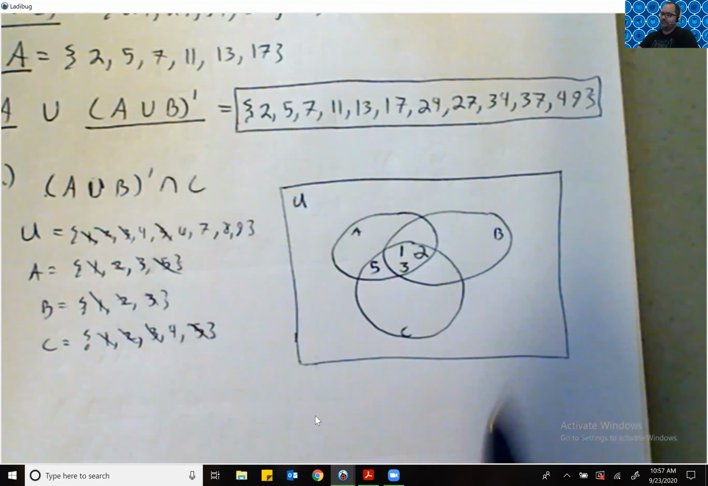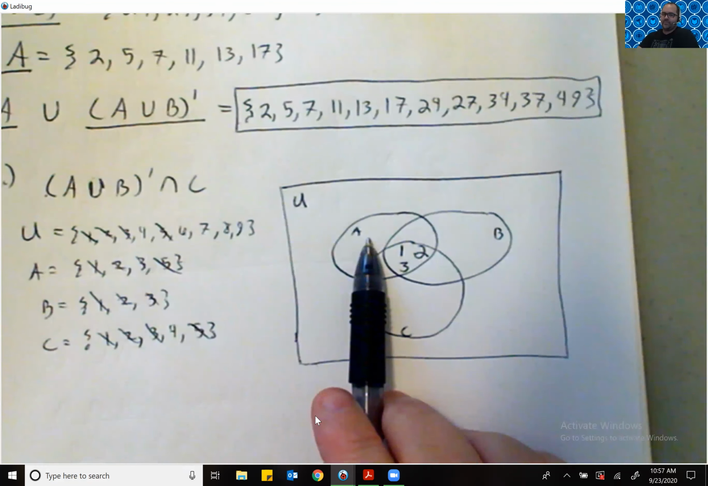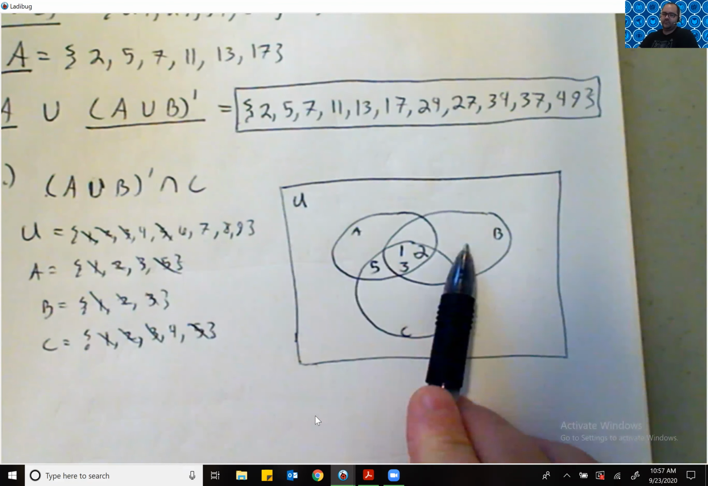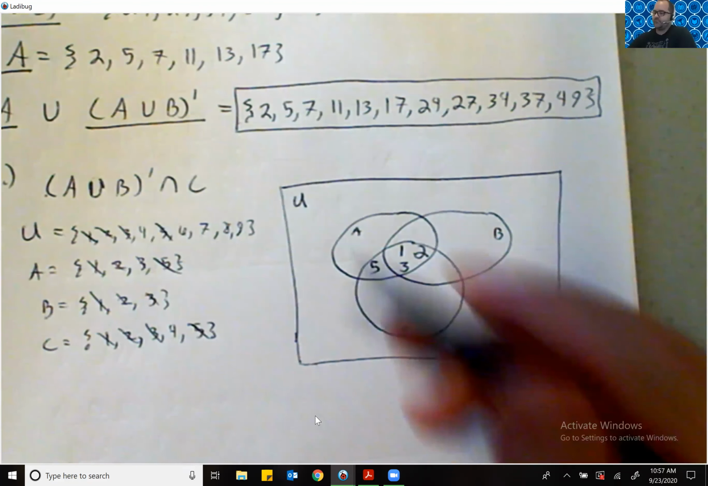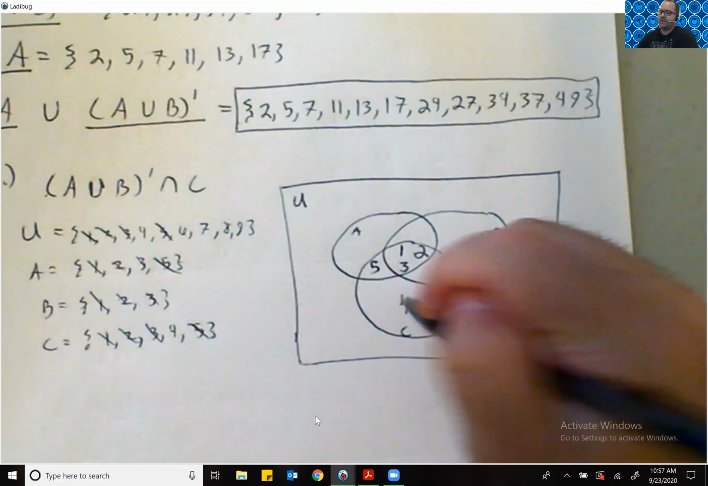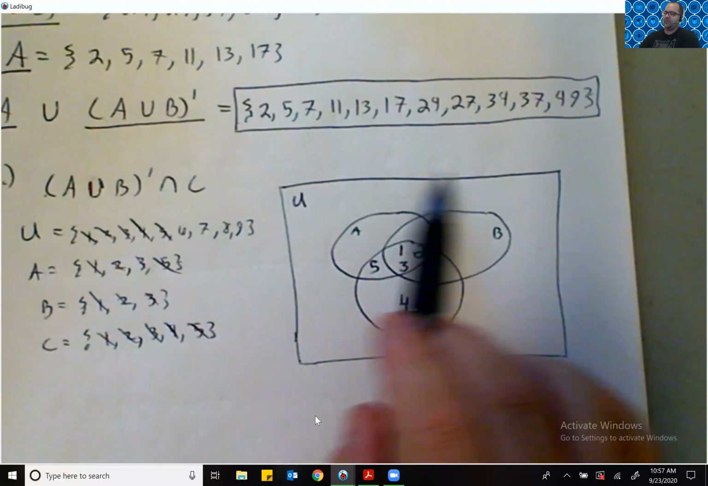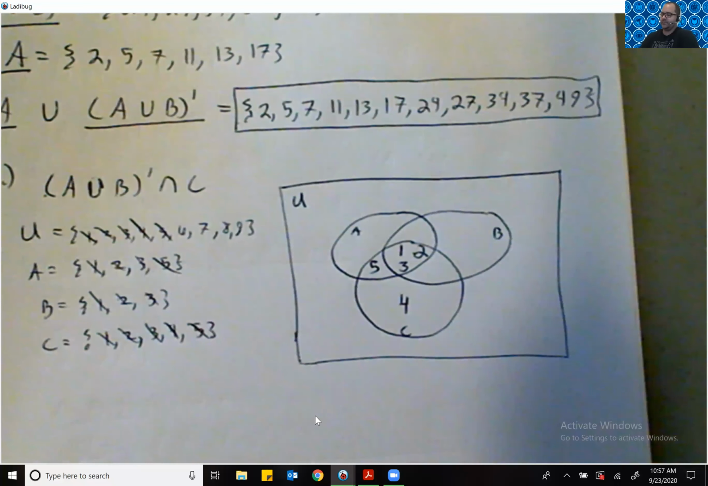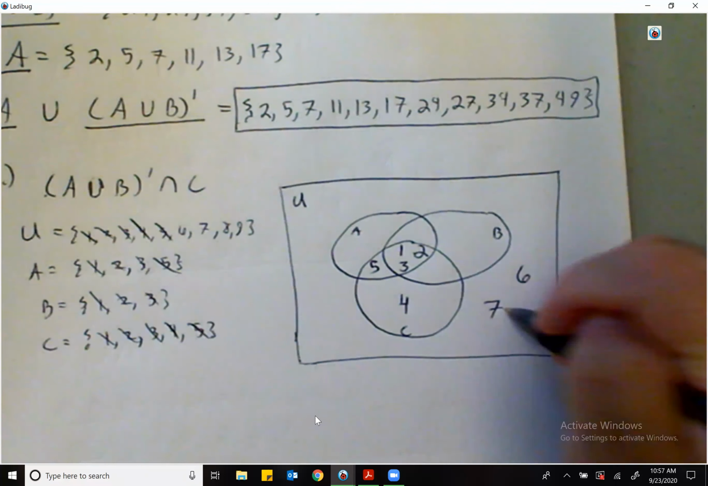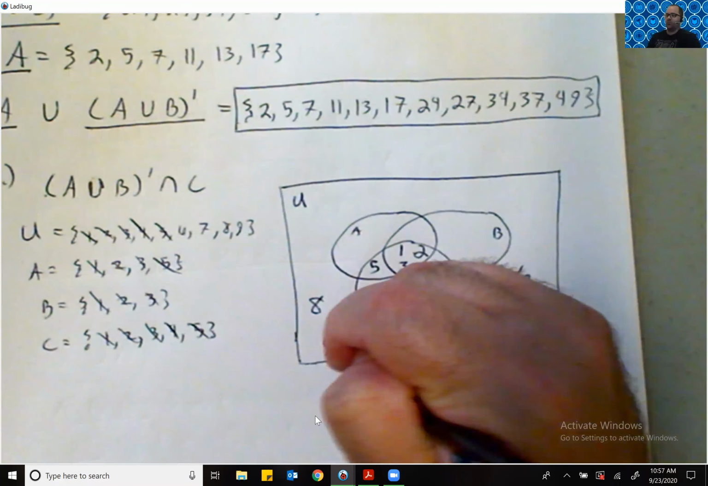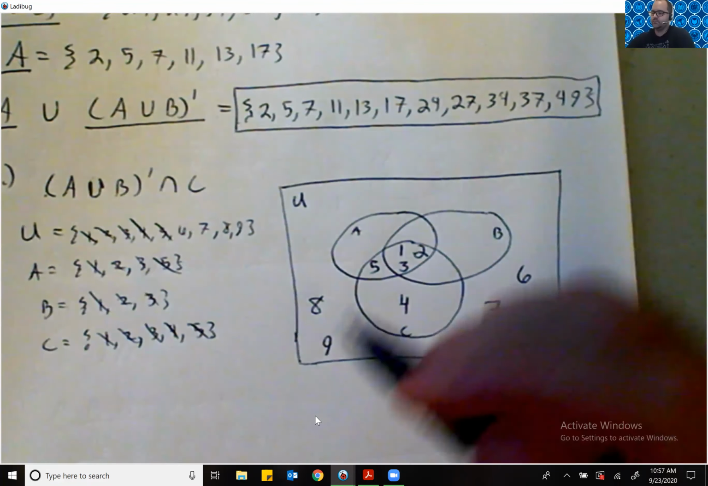Anything left in A? No, there's nothing left in A. Anything left in B? No. Anything left in C? 4. So we put the 4 in here, cross off the 4s. Now, anything out in the universe? 6, 7, 8, and 9. There we go. Now we know where everything goes.